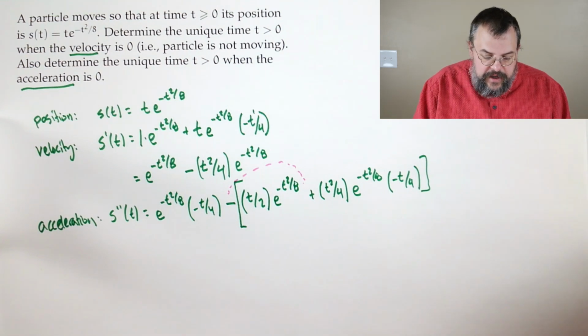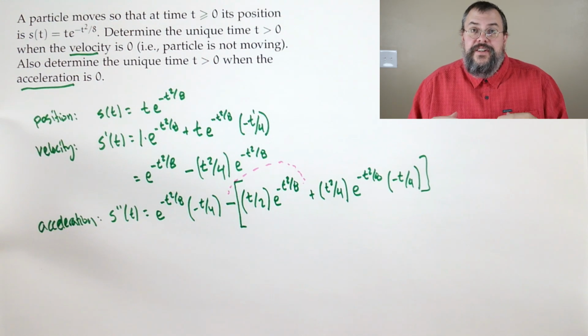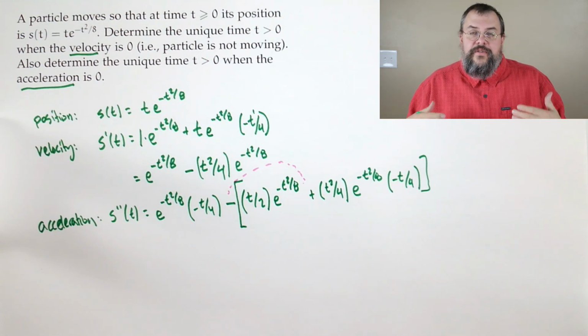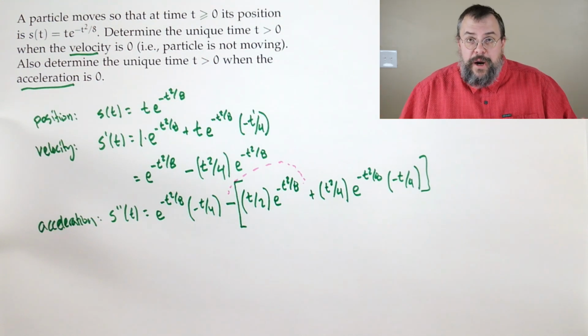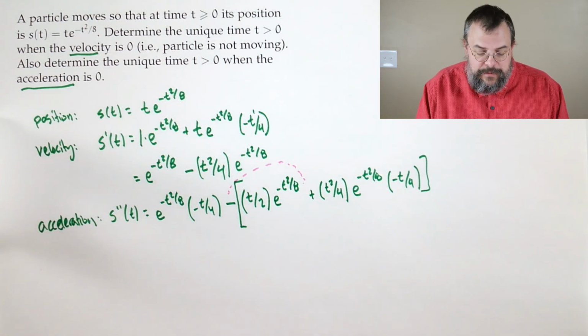All right, so let's clean that up. Because, again, we're going to have to do something with it. It's not just find acceleration. It's find when acceleration has a certain property, which means we're going to want to do something with the acceleration function that we've just found.